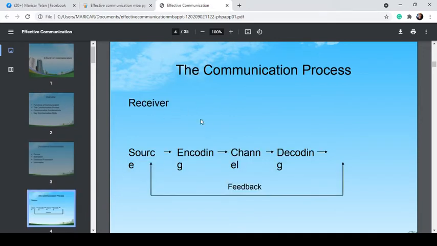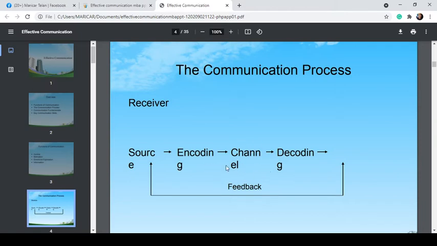As you can see here in my diagram, I have the receiver as part of the process of communication. So I have my source. When we say source, these are the people who are communicating, or the communicator itself. And then the encoding, channel, and the decoding. When we say encoding, this is the process of how we transfer our ideas and thoughts.